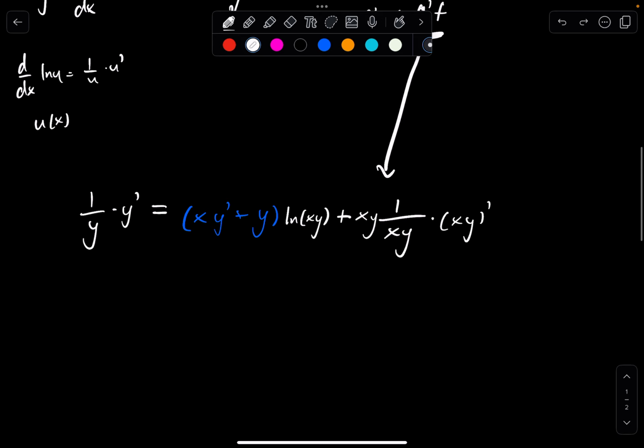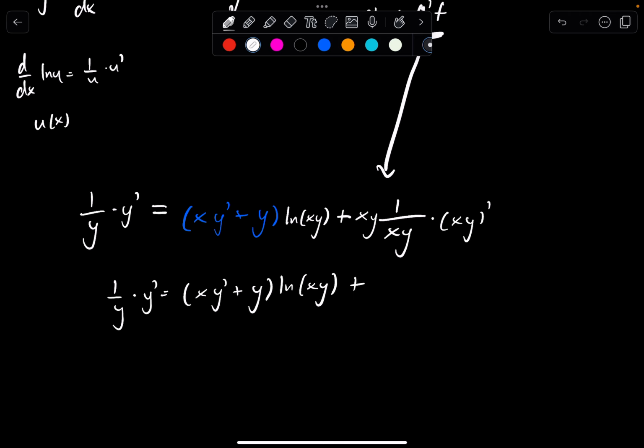So in all, we have 1 over y times y prime equals (x y prime plus y) ln of xy plus, this cancels, (x y prime plus y). What is xy prime? We just found it. It's right here: x y prime plus y. Oh, we don't even need that ln. That's not part of it. So that's what we have so far.